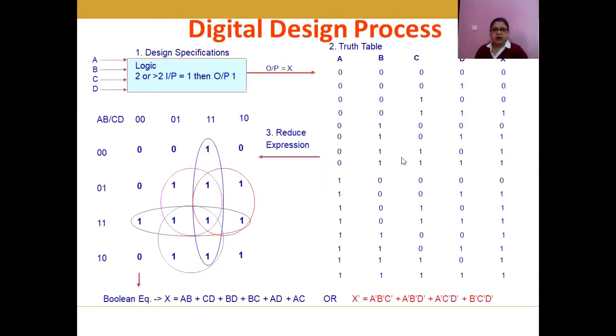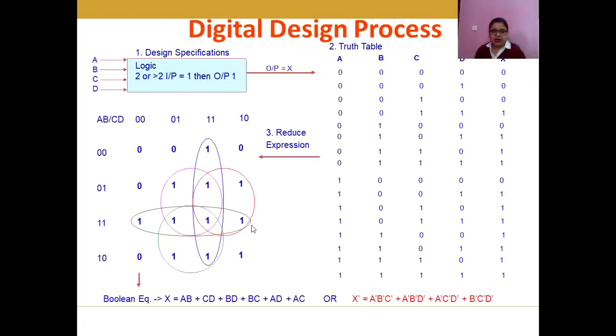This is one example of that. Suppose the first step is the design specification. In a design specification, the behavior of the system will be given along with certain other properties. Then at the second step, the truth table depending upon this design specification is made. Once the truth table is made, the reduction of the expression is done with the help of the Karnaugh map, or it can be the Quine-McCluskey method or some other methods also.